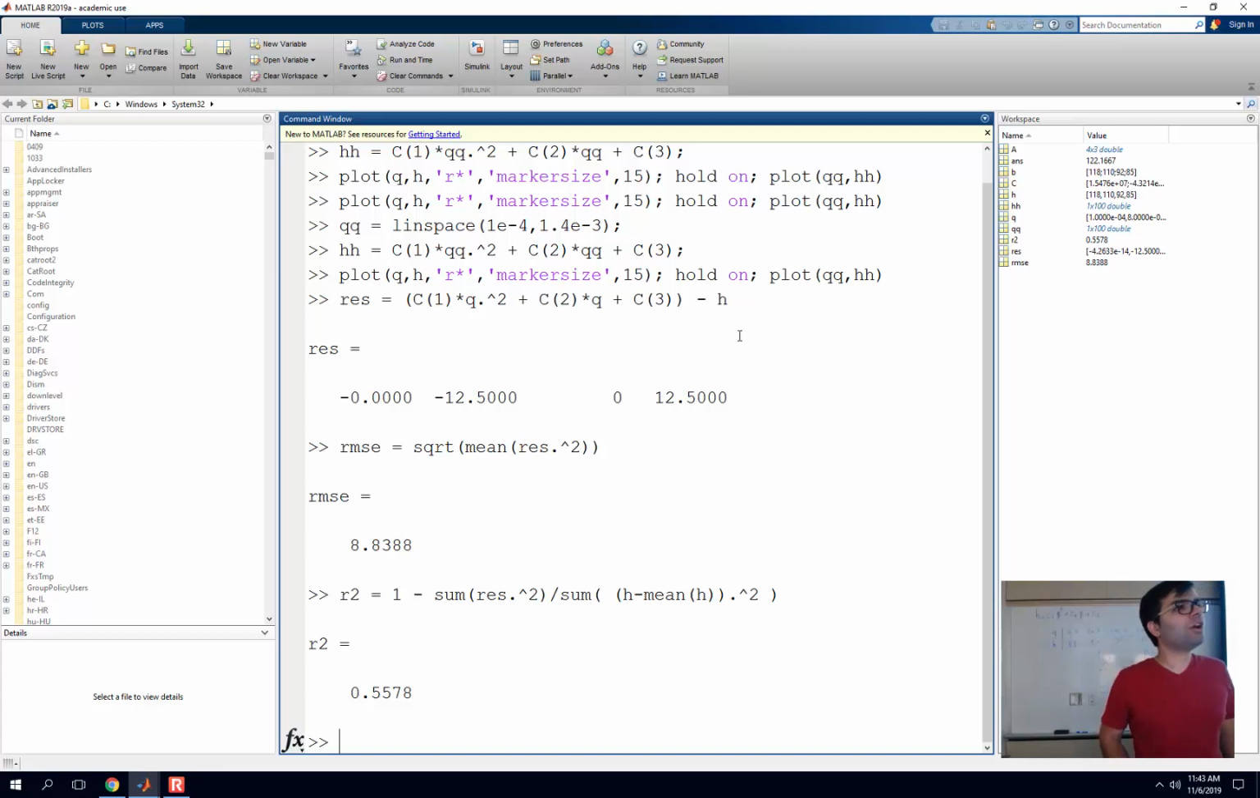A rule of thumb is if your R squared is negative, don't use that one. If R squared is negative, the mean of your data is a better predictor than your model. So a negative R squared means that model, whatever it is, C1 q squared plus C2 q plus C3, doesn't work.